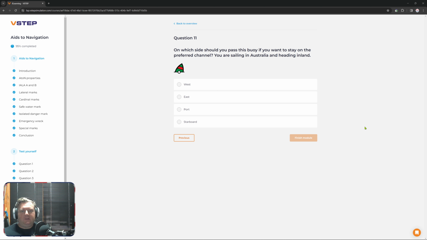But never mind. On which side should you pass this buoy if you want to stay on the preferred channel? You are sailing in Australia and heading inland. Oh, my God. On which side should you pass this buoy? Australia. So I think Australia are using the same system as Britain. So you want to stay on the preferred channel. So that would be a port side.